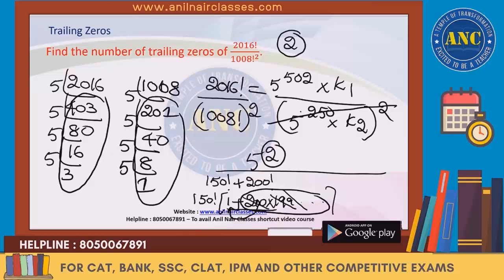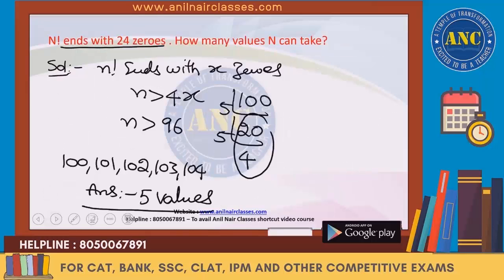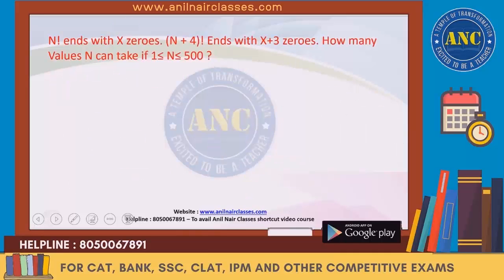6 is 5 into 1 plus 1. It will not have any power of 5. 11 is 5 into 2 plus 1. It will not have any power either. I hope, Ambika, it is clear to you. Find the number of trailing zeros. Now we will solve some more questions.